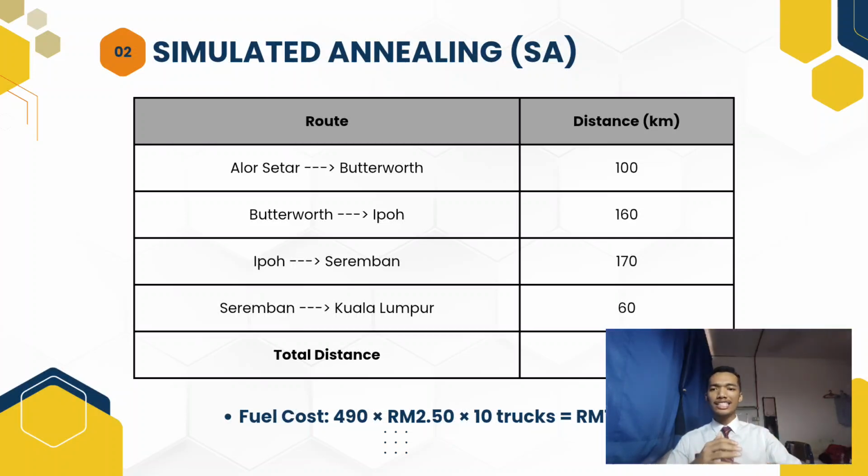So I would like to explain the temperature concept. Initially, the system is hot, meaning it is more likely to accept a worse solution, allowing a wide exploration of the solution space. As the temperature cools, the algorithm becomes more conservative and converges on a stable solution.